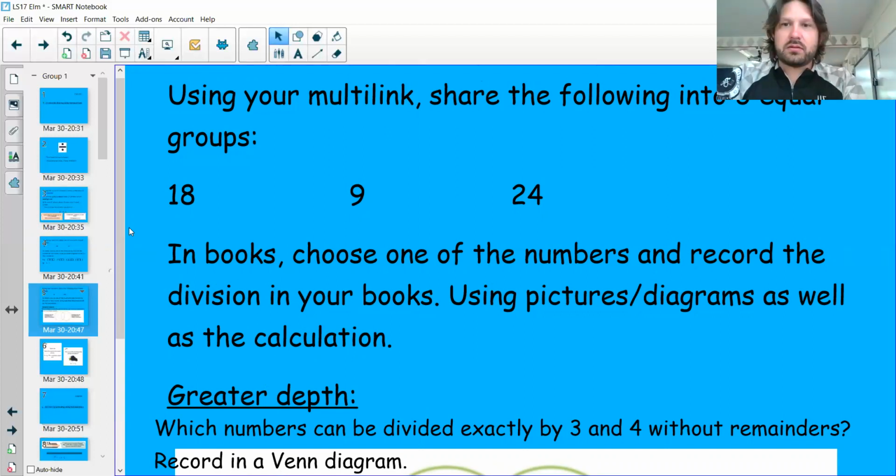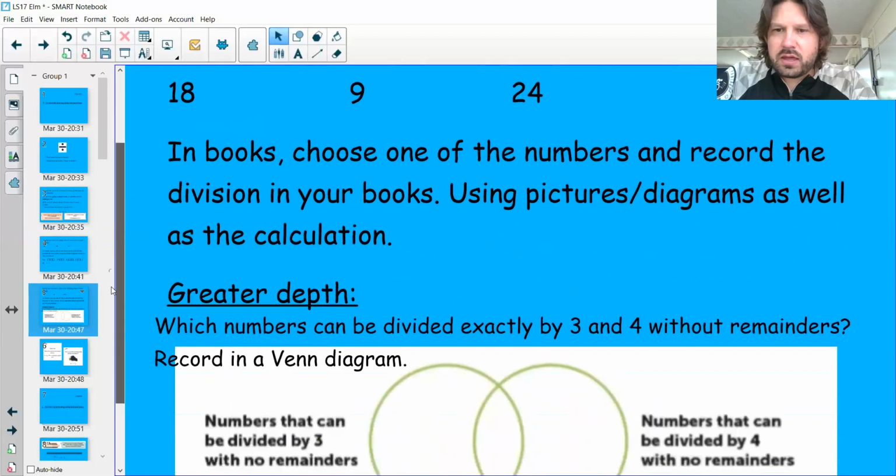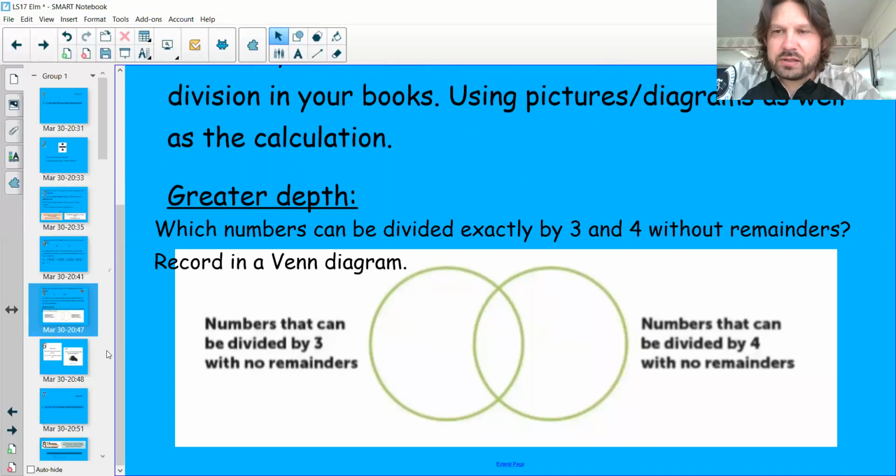So I'm going to pause that, and then I'm going to just look down here. If you've done that, what I'd then like you to do is create a Venn diagram. Now, if you remember, there are 2 circles, and I've got titles. So on the first circle, the title is numbers that can be divided by 3 with no remainder. Remainder is if you don't have an even number in each box. We don't have any of those today. And then the other circle is numbers that can be divided by 4 with no remainder.